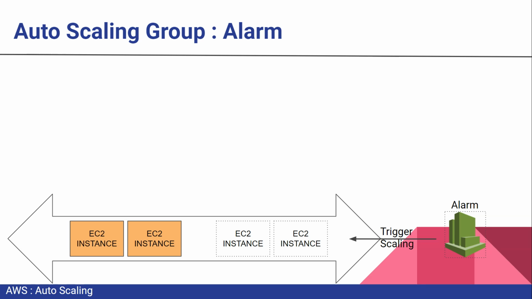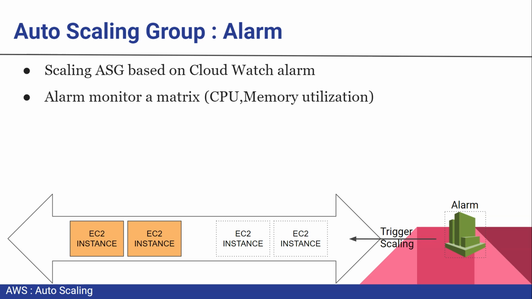So that is the alarm. We are getting into the auto scaling part, which basically uses the alarm. It's possible to scale your auto scaling group based on the CloudWatch alarm. That's the first thing. The next one is that the alarm monitors metrics.